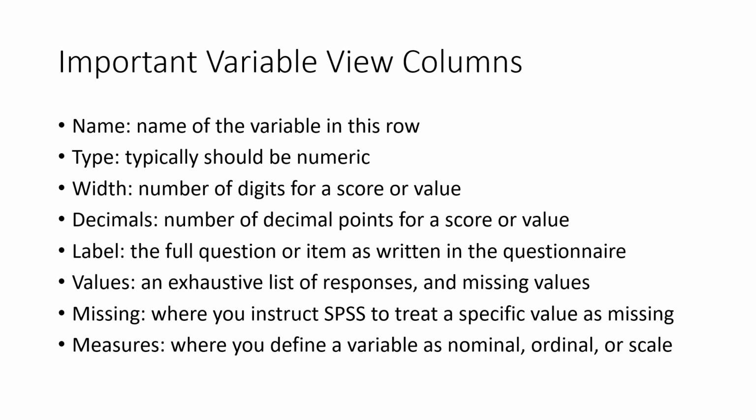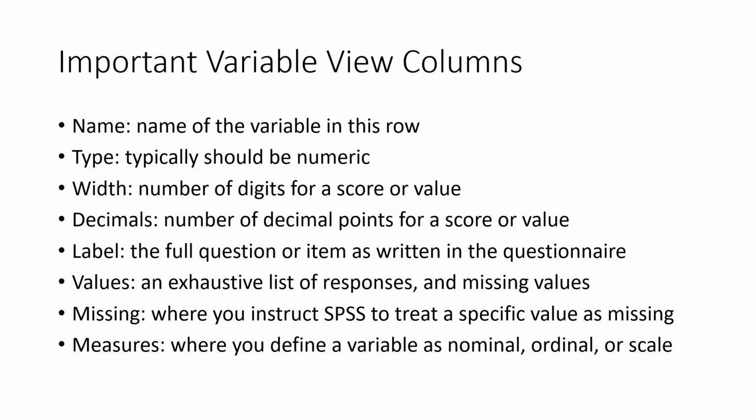Now, the next one over is label, and this one is very important. It's really the first one that I turn to. And this is a full question or item as it is written in the questionnaire, reproduced on the spreadsheet in variable view. So under label, you might actually write out working hours per week, or how many hours did you work in the previous week, or what is your age, or whatever the variable question or the item is, you would reproduce that there.